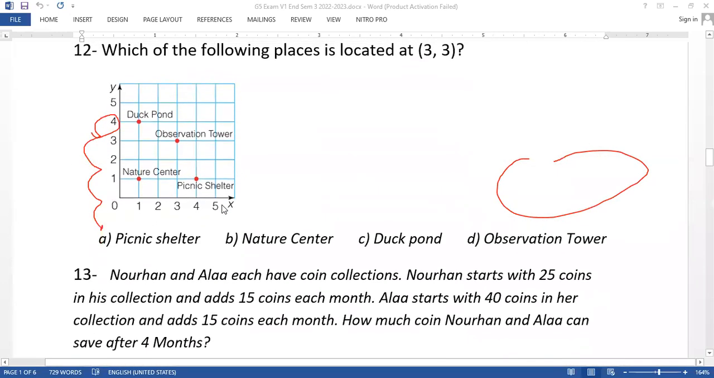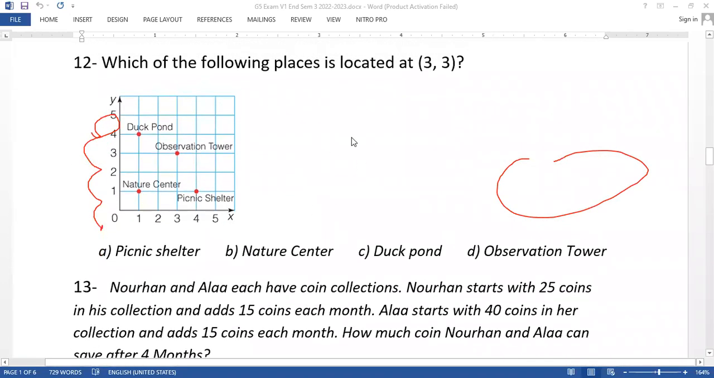Now, next question. Which of the following places is located at 3, 3? I go to the origin. I go 3 to the right, the x coordinate, and I go 3 up. It's the observation tower. So number 12 is observation tower.